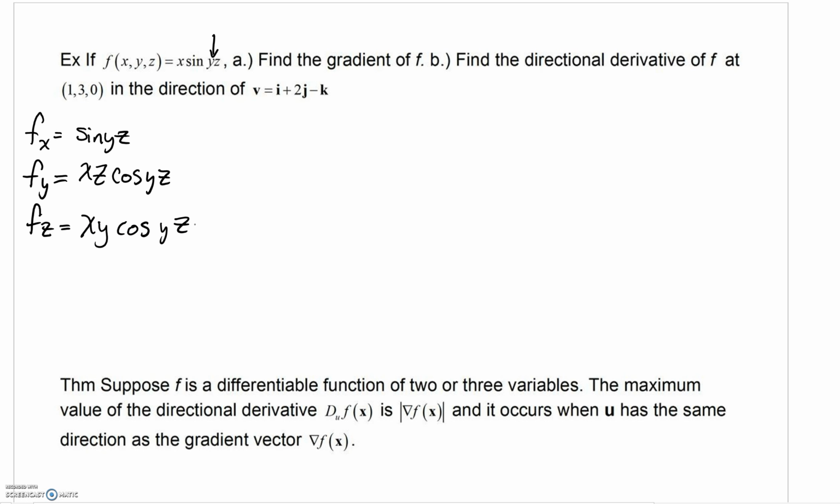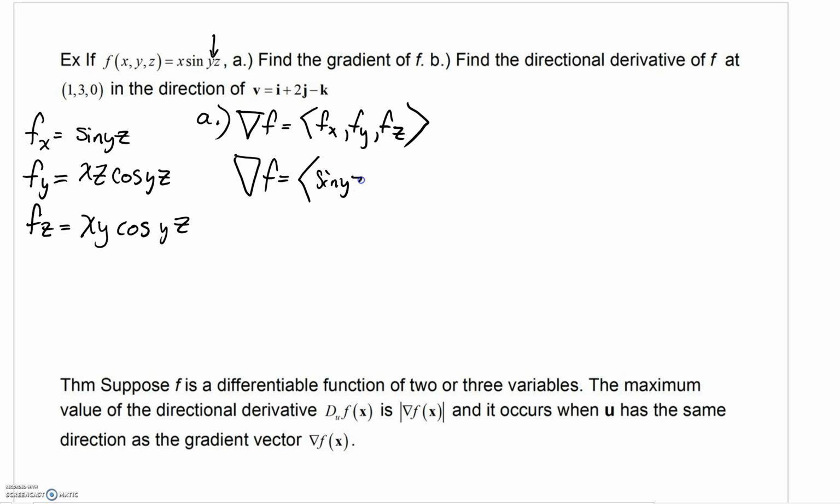Very good, very good. So, for part A, they could say, well, find the gradient of f. The gradient of f is simply f sub x, comma, f sub y, comma, f sub z. And it doesn't take you too long to work that thing out. You get sine of yz, comma, xz cosine of yz, comma, xy cosine of yz.